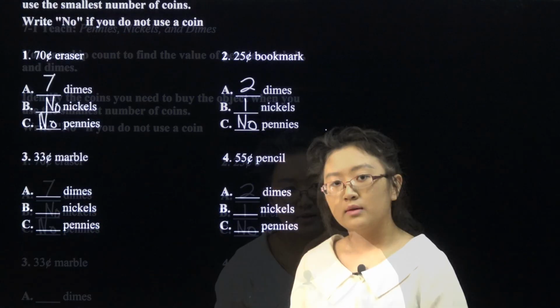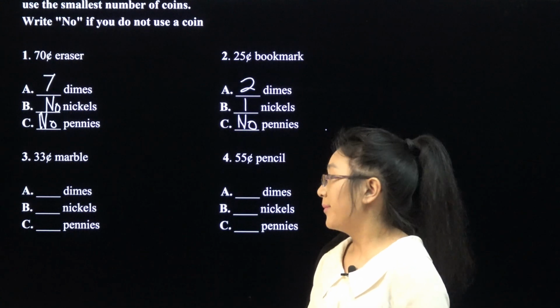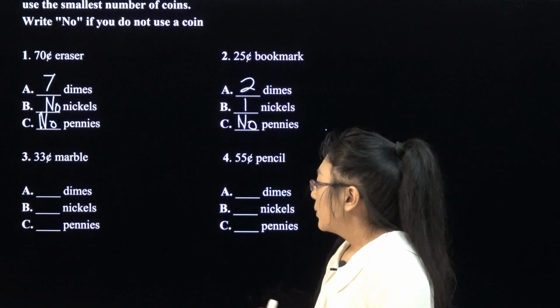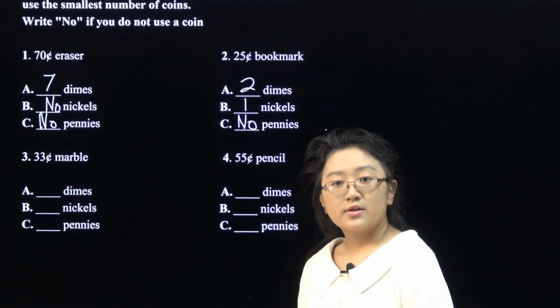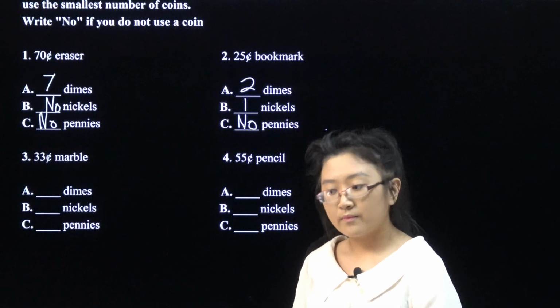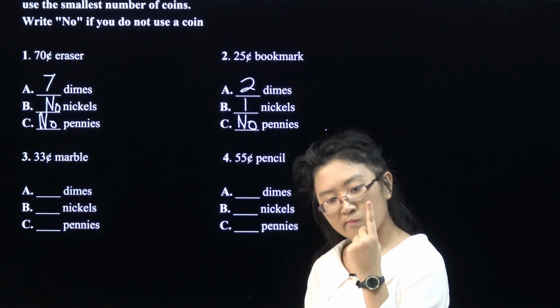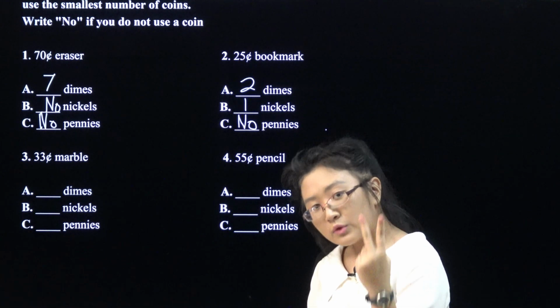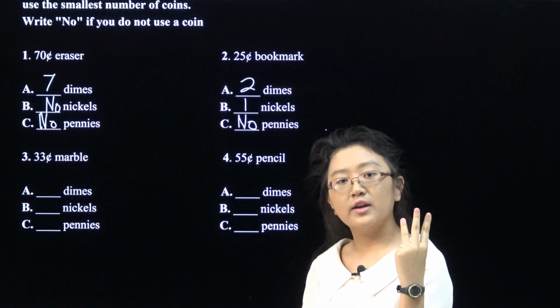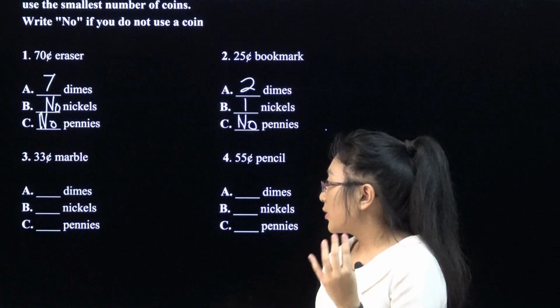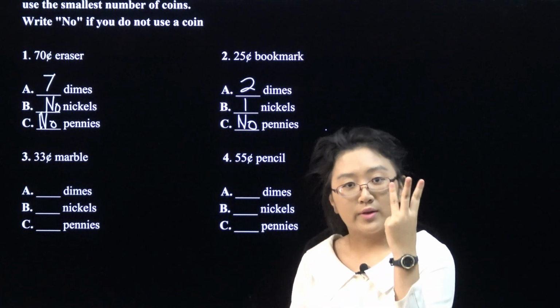All right. What about for a 33-cent marble? Well, let's skip count, starting with the dimes. 10, 20, 30, 40. Okay, so 33 is between 30 and 40, so we only need 3 dimes.